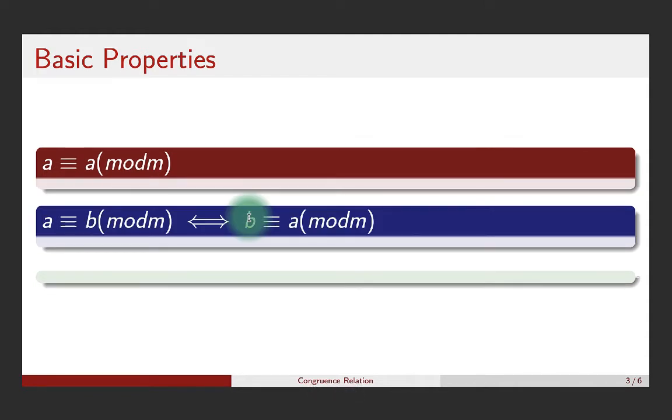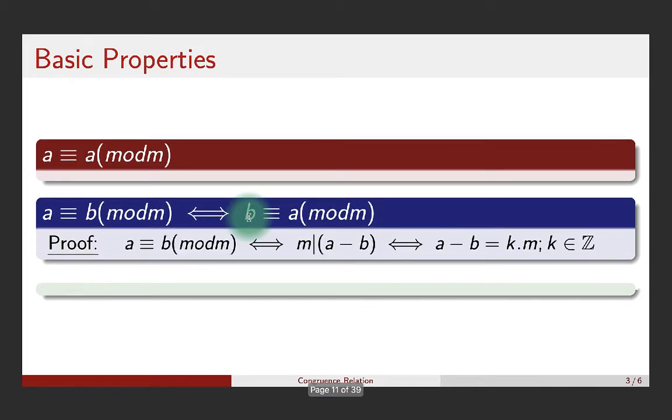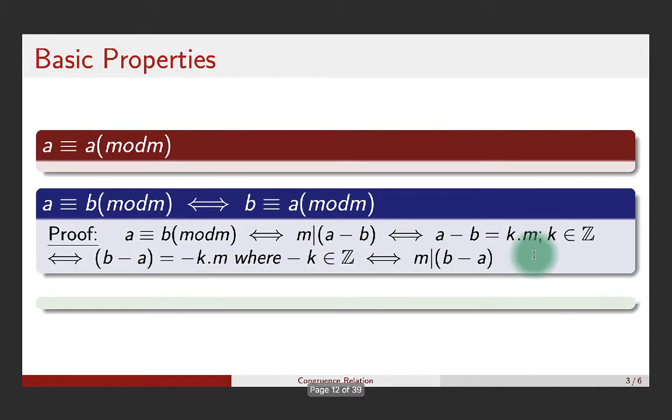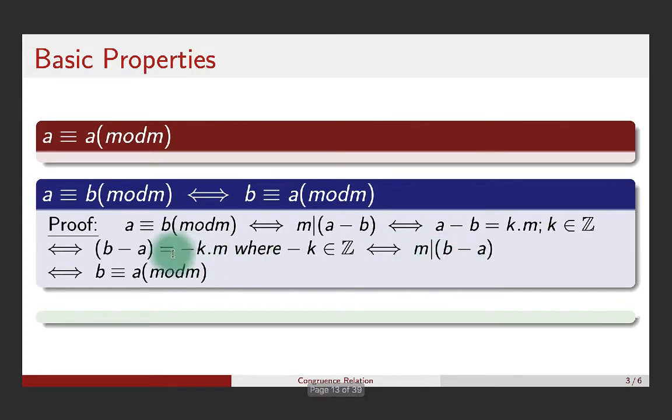Next property is a congruent to b modulo m if and only if b is congruent to a modulo m, which means that the relation is symmetric. It can also be easily proved from our definition. A congruent to b implies that m divides a minus b, or that a minus b is a multiple of m, which also is possible if and only if b minus a is also a multiple of m. That is, if and only if m divides b minus a, hence b is congruent to a modulo m. So the relation is symmetric.